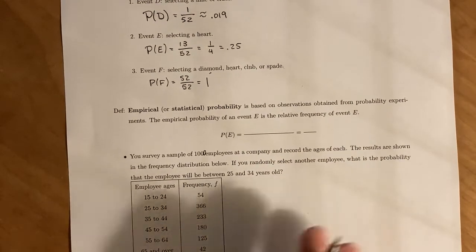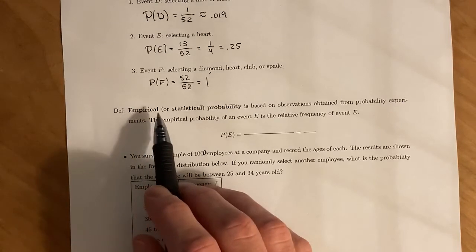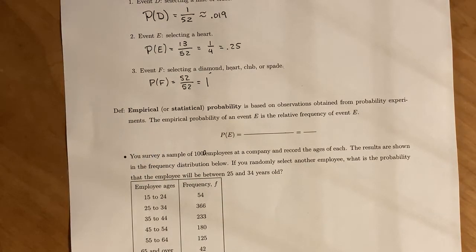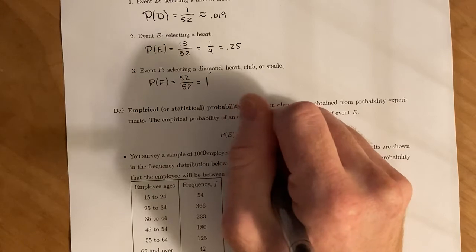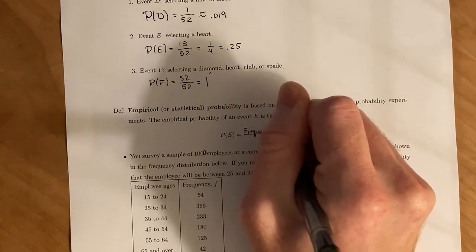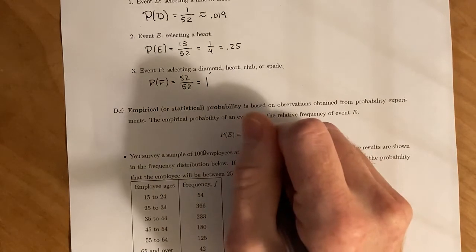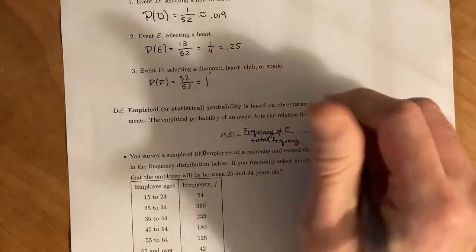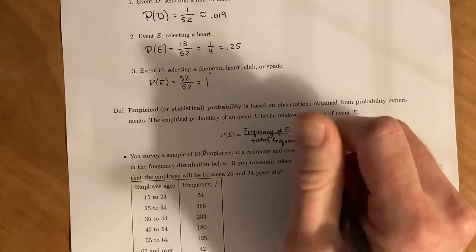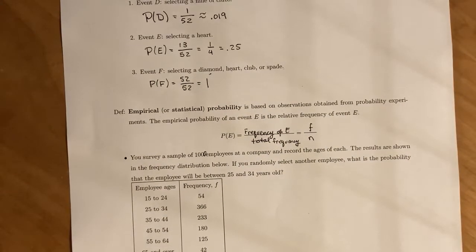Our second definition of probability is what is called the empirical, or sometimes referred to as the statistical probability, and it's based on observations attained from probability experiments. So the empirical probability of an event E is the relative frequency of event E, which, if you recall, is just the frequency of E over the total frequency. Right, so in symbols, that's the frequency of E over the total number inside of that experiment, N.